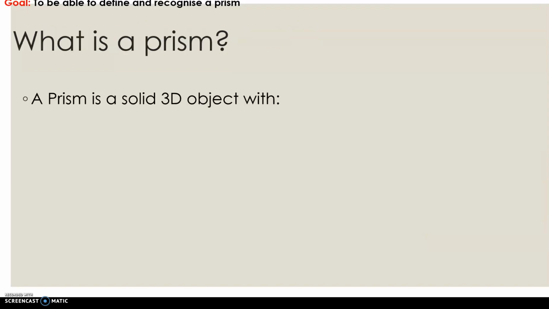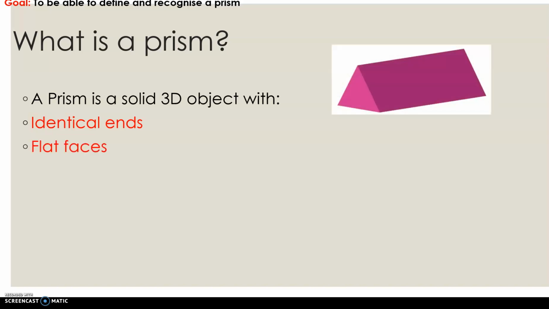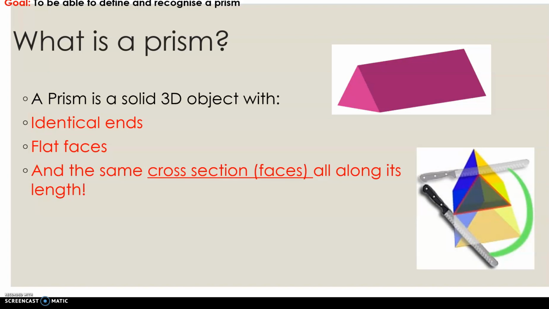So a prism is basically a solid 3D object. It's got identical ends. So both ends should be the same. It's got flat faces. So each of the faces should be flat. You can't have any curved faces or surfaces. And the same cross-sectional faces all along its length. So it doesn't matter where you cut along the length. Each time the cross-section is going to look exactly the same.